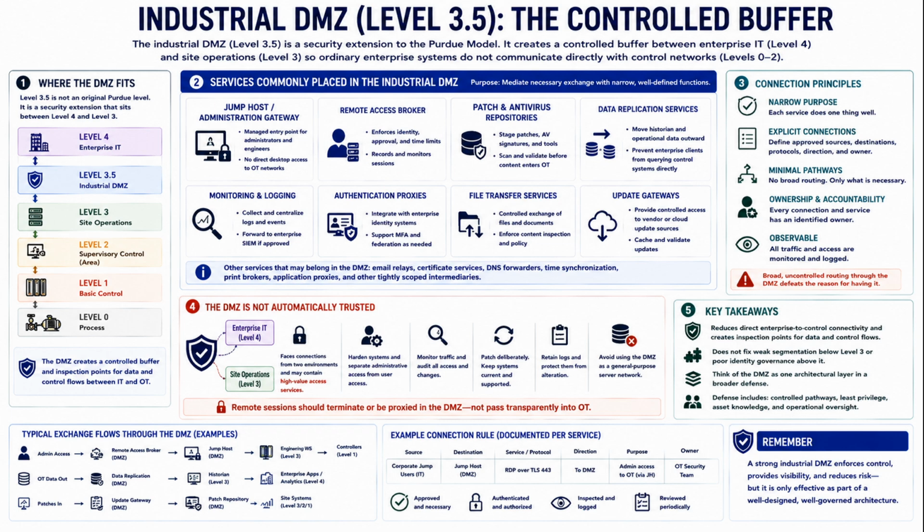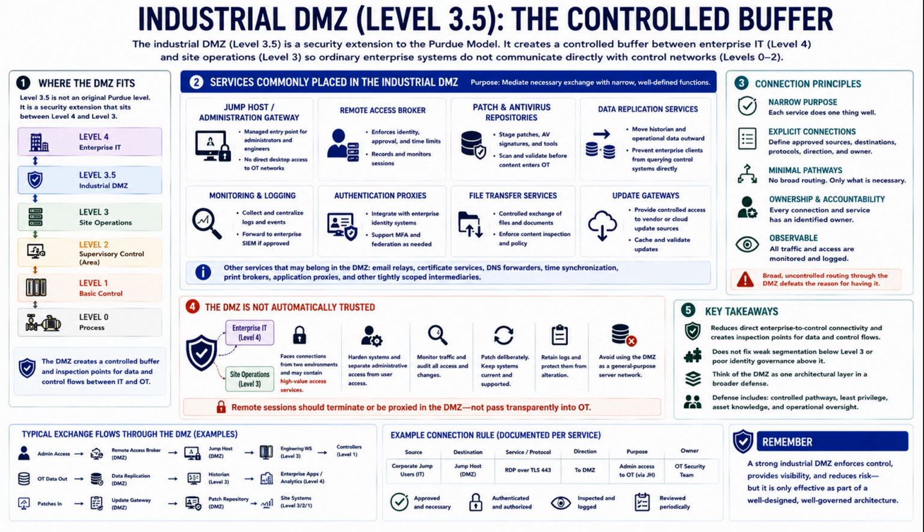The DMZ is not automatically trusted. It faces connections from two environments and may contain high-value access services. Harden systems, separate administrative access, monitor traffic, patch deliberately, retain logs, and avoid using the zone as a general-purpose server network. Remote sessions should terminate or be proxied there rather than passing transparently into OT.